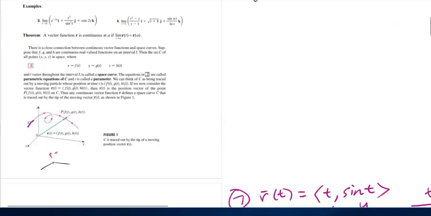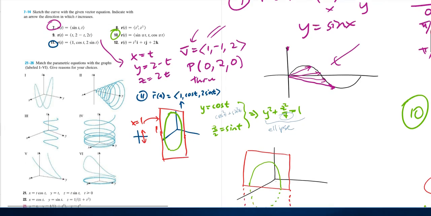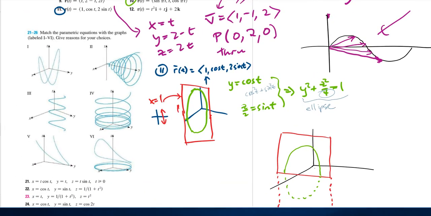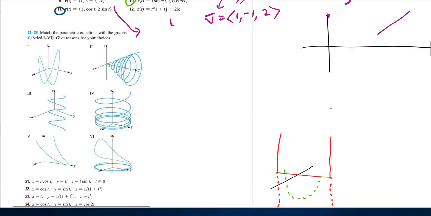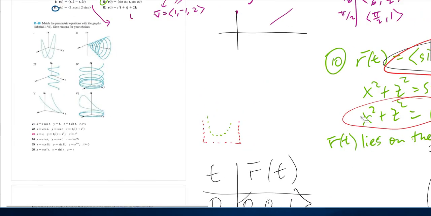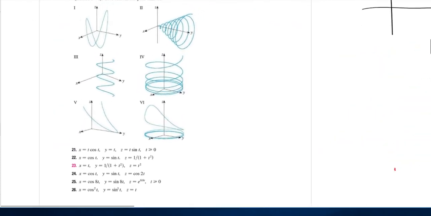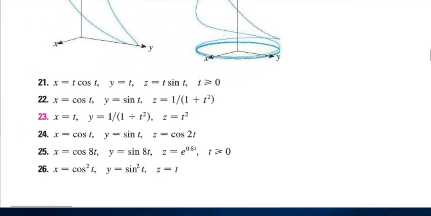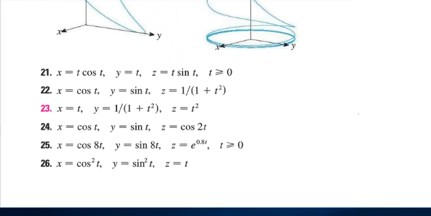And so that's that. Now, if you look at the matching, I'm probably going to do quite a bit of matching on the test because it's just easier to test you on that. Drawing this stuff is kind of hard, but I do want you to know how to at least do matching. So if you look at these here, let's look at 21.